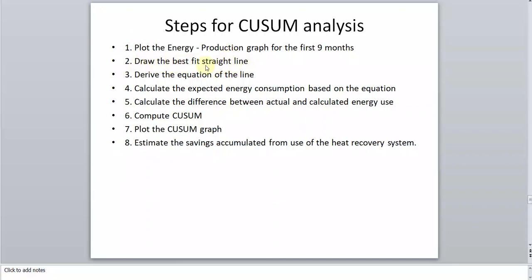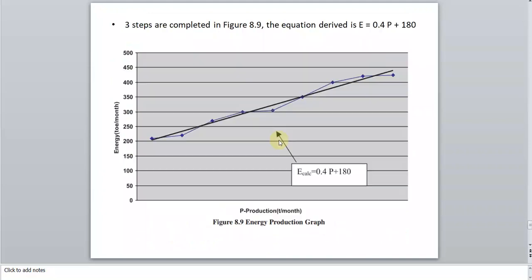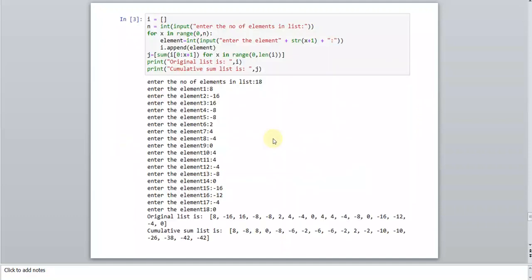I'll show you. This is the graph of that energy versus production data. Now here, if you can see the graph, the dark blue line indicates your actual data points, the actual comparison of the energy and production data, and this black straight line is nothing but the training data set, or the fitting line, which we can find out by using linear regression, etc.